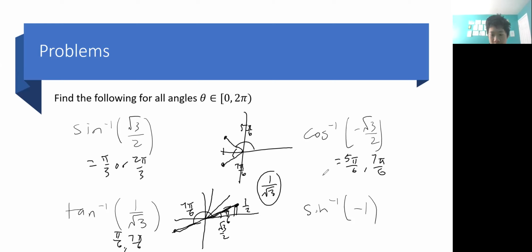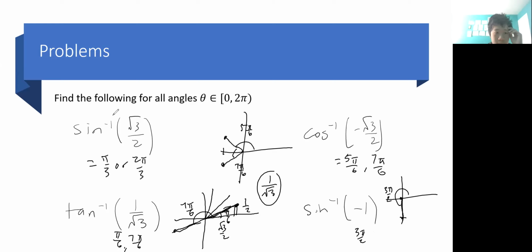Last one. This one should be relatively simple. Negative 1 right here, which means 3 pi over 2. We don't have more because it's on the y-axis, right? If we had something like this, there would be two solutions because it would just reflect across the y-axis. But in this case, we only have one solution. So, 3 pi over 2.